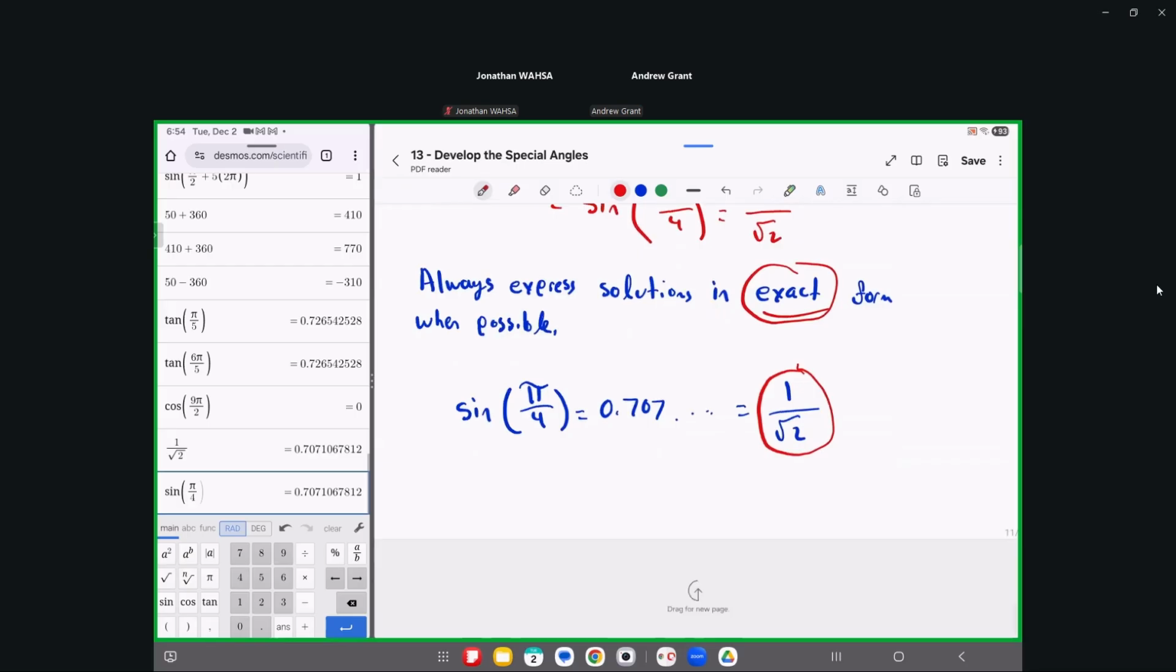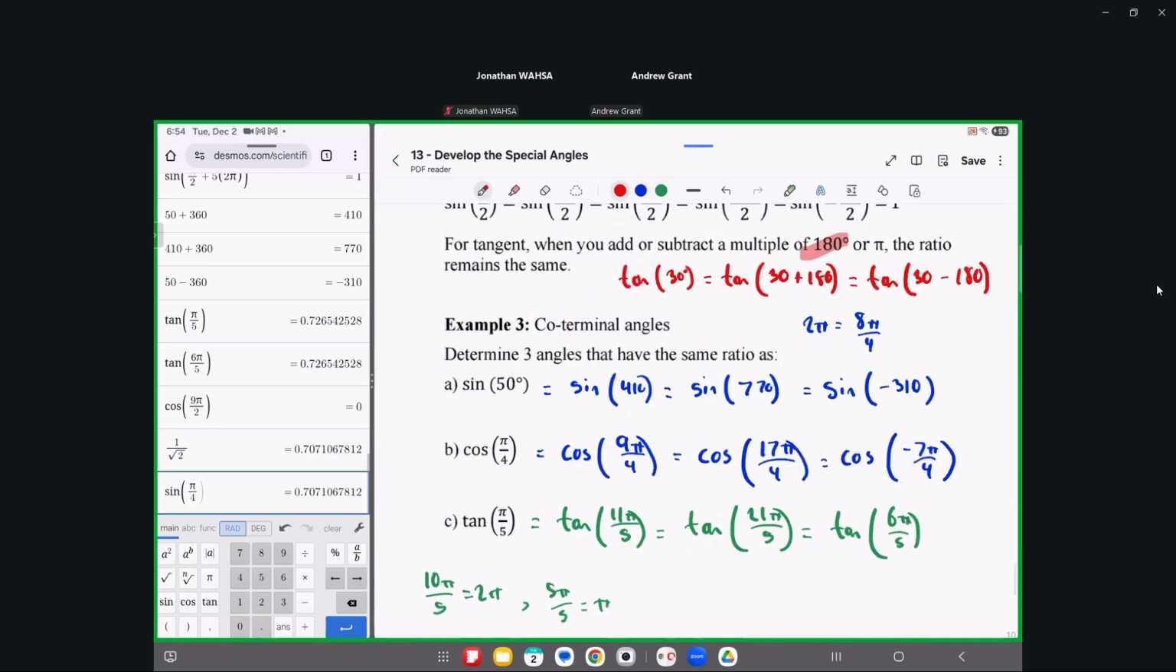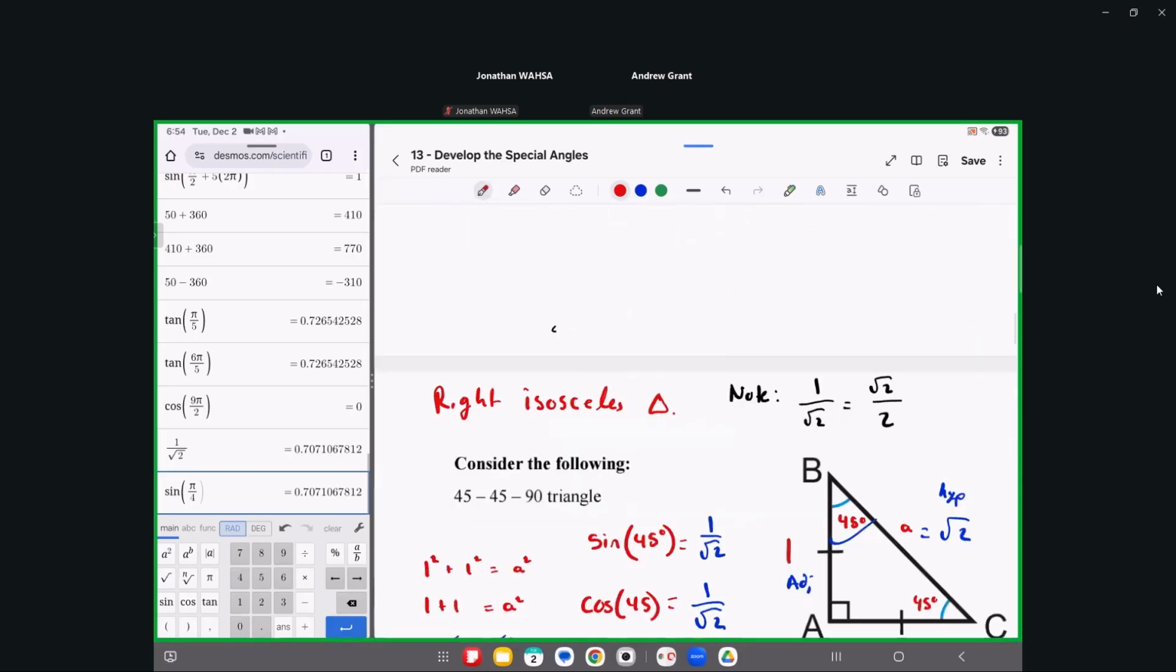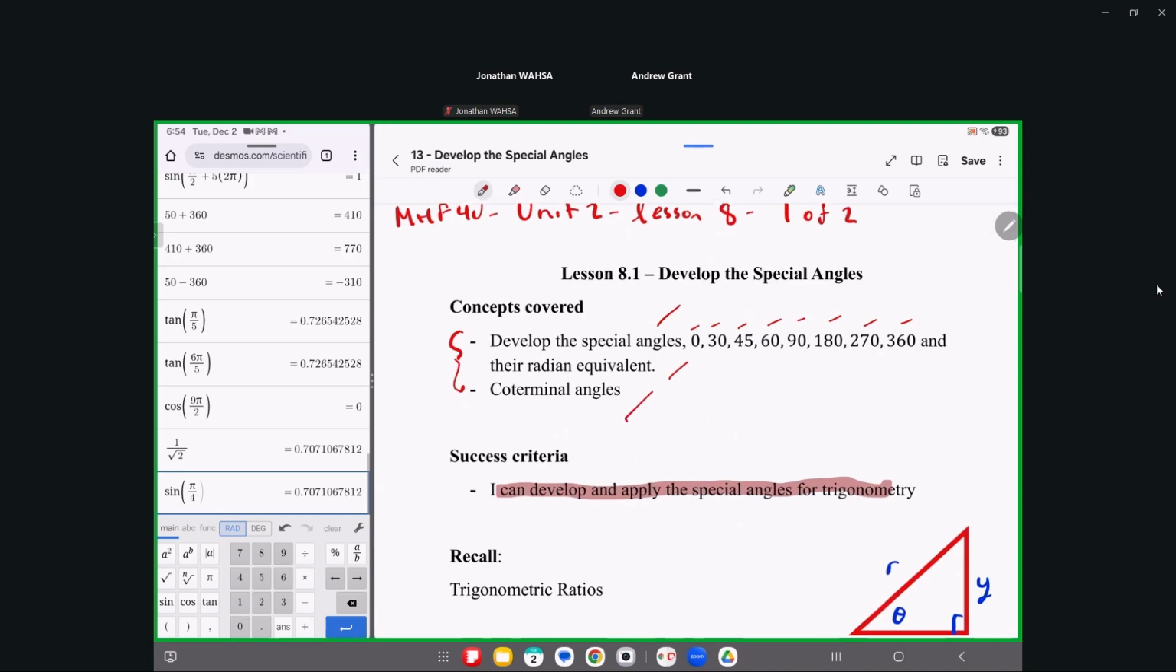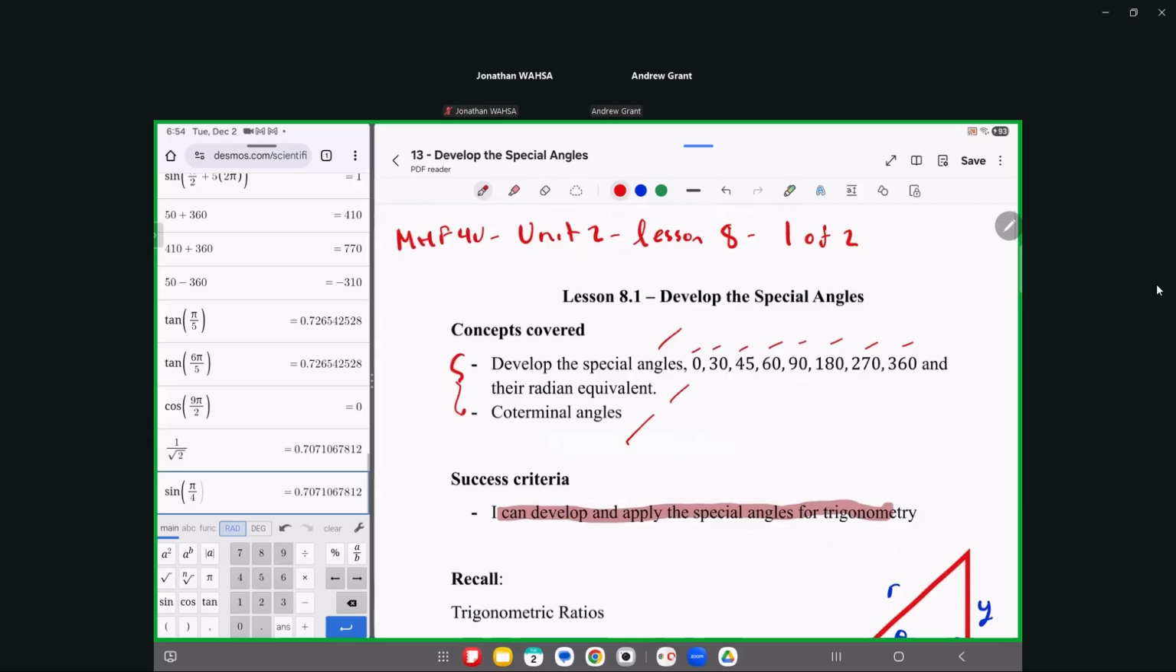So if we scroll back up, we developed the special angles of 0, 30, 45, 60, 90, 180, 270, 360, and the radian equivalents, and we had a look at those coterminal angles. That'll do us for today. In the lesson next time, we're going to be looking at function values of these angles in different quadrants.